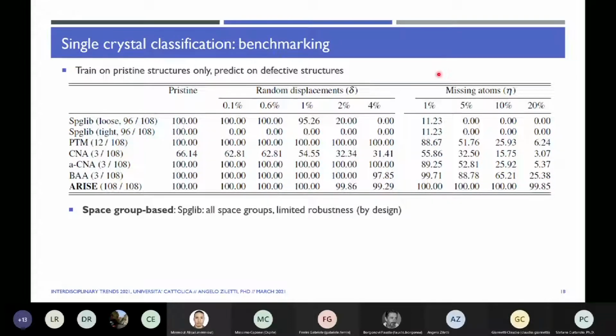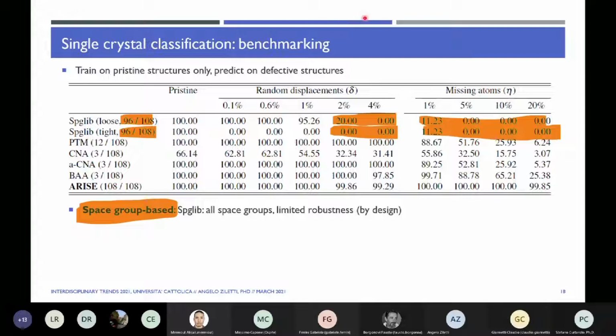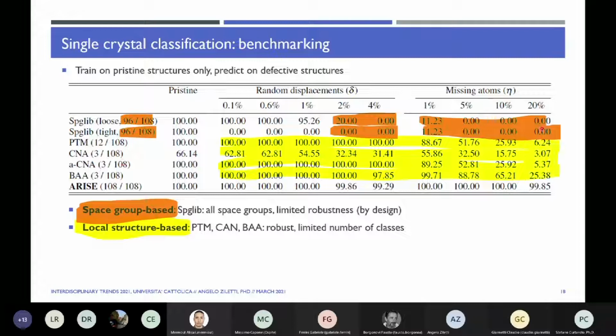And here you see that space-group-based methods like SPGlib are not very robust, as I said before, by design. It's because you want to have the correct space group, and if one atom is missing, you don't want the space group that it would be if the atom were there. So you don't get any meaningful prediction with lots of atoms missing. Then you have local-structure-based methods, which are very robust, apart from missing atoms. I should say this is the accuracy, I'm sorry. So you see that you have very low accuracy in this region, but the problem is that they treat only a few classes.